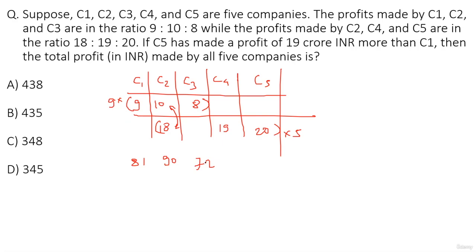So we have found out the C1, C2, and C3 wala parts. Okay, multiplying the second ratio by 5 throughout. 5 into 18 is of course 90 जो हम निकाल चुके हैं. 5 into 19 is 95, 5 into 20 is 100.